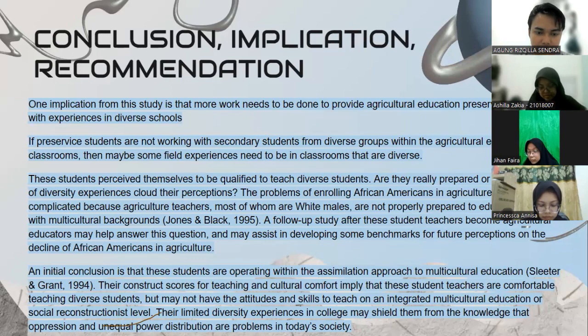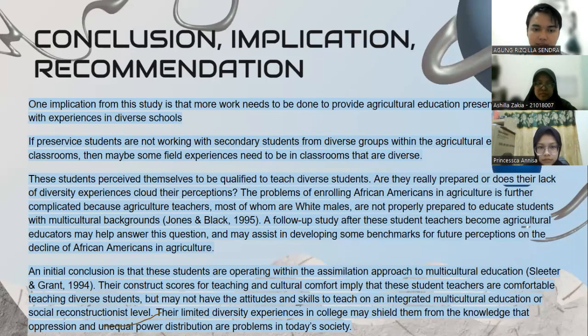Their construct scores for teaching and cultural comfort imply that the student teachers are comfortable teaching diverse students, but may not have the attitudes and skills to teach on an integrated multicultural education or social reconstructionist level. Their limited diversity experiences in college may shield them from the knowledge that oppression and unequal power distribution are problems in today's society. So that's all for conclusion, implication, and recommendation in this research.